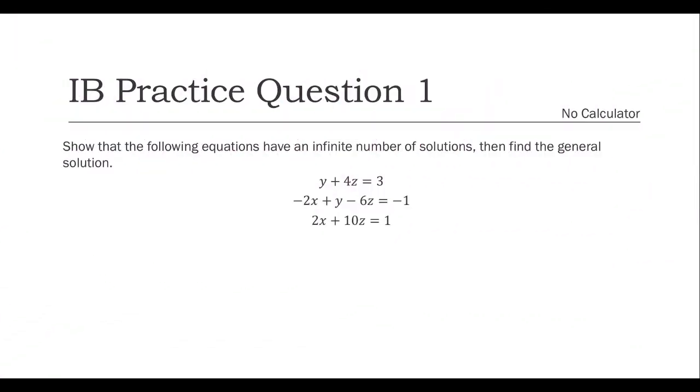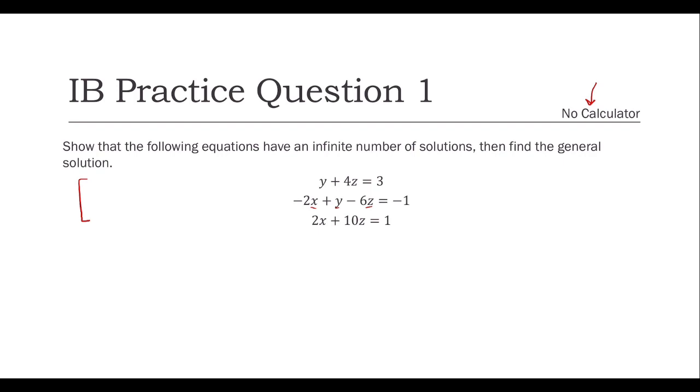So here we have our first IB practice question. It says, show that the following equations have an infinite number of solutions, then find the general solution. So it's a no calculator problem, and there are 3 variables. So we're going to want to use row reduction. So we'll set up our matrix.